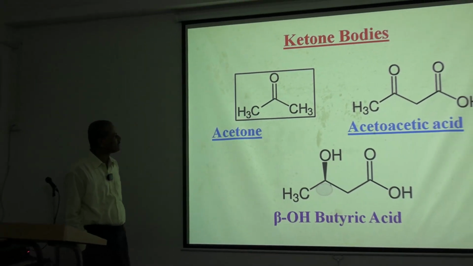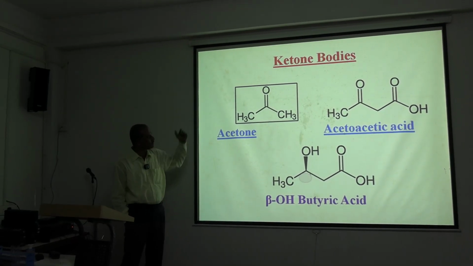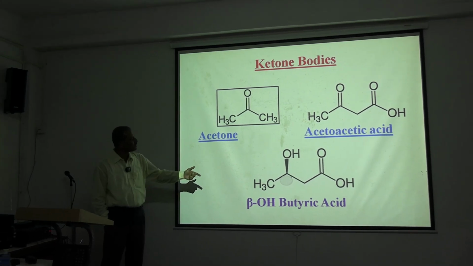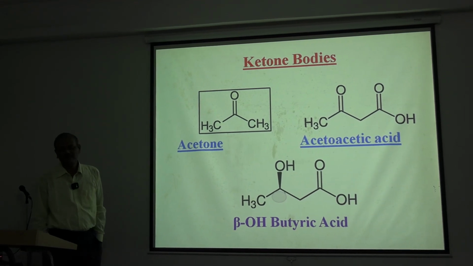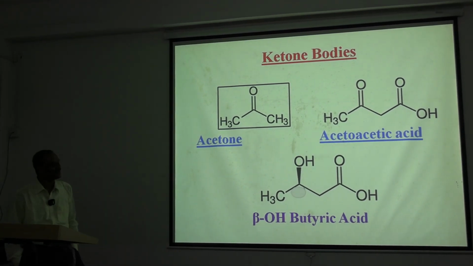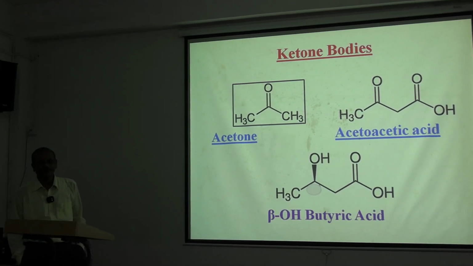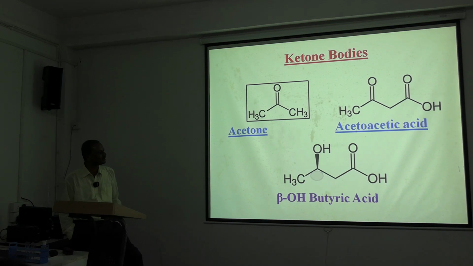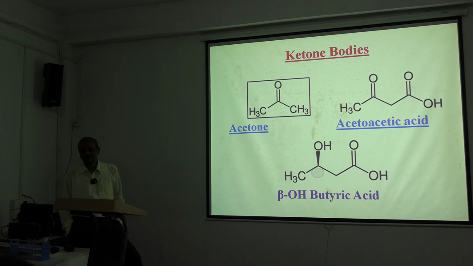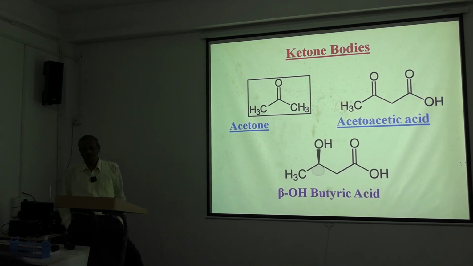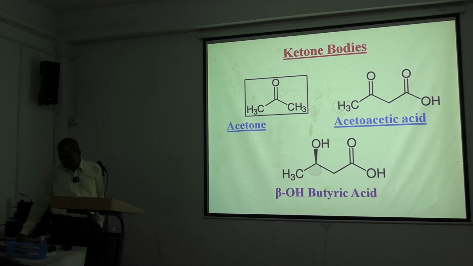So that is a ketone group. Ideally acetone and acetoacetic acid actually have a ketone group. But beta hydroxybutyric acid in true sense doesn't have that ketone group. So it is not actually a ketone body, it's a misnomer, but it is considered a ketone body. So this part you must remember that there are three things: acetone, acetoacetic acid and beta hydroxybutyric acid. In true sense, beta hydroxybutyric acid doesn't have any ketone group, so it is not a ketone body, but by convention it has been included.